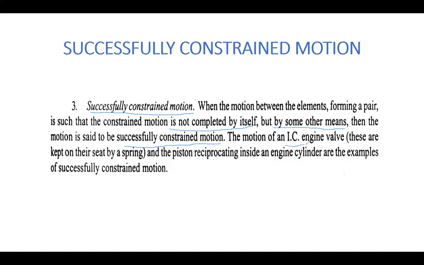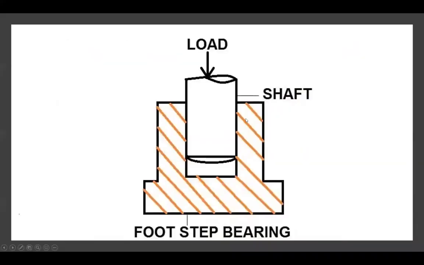For example, the motion of IC engine valves, these are kept on the seat by spring, and the piston reciprocating inside an engine cylinder are the examples of successfully constrained motions. So these are generally the three types of motions. Now the diagram shows that this is the footstep bearing, and this load will shift. For example, this load, that is the external source, will move this shaft inward and outward. That is, it will translate. So this is the outsource. So when there's an outsource that will complete a constraint, this type of motion is known as successfully constrained motion. So hope you will understand.